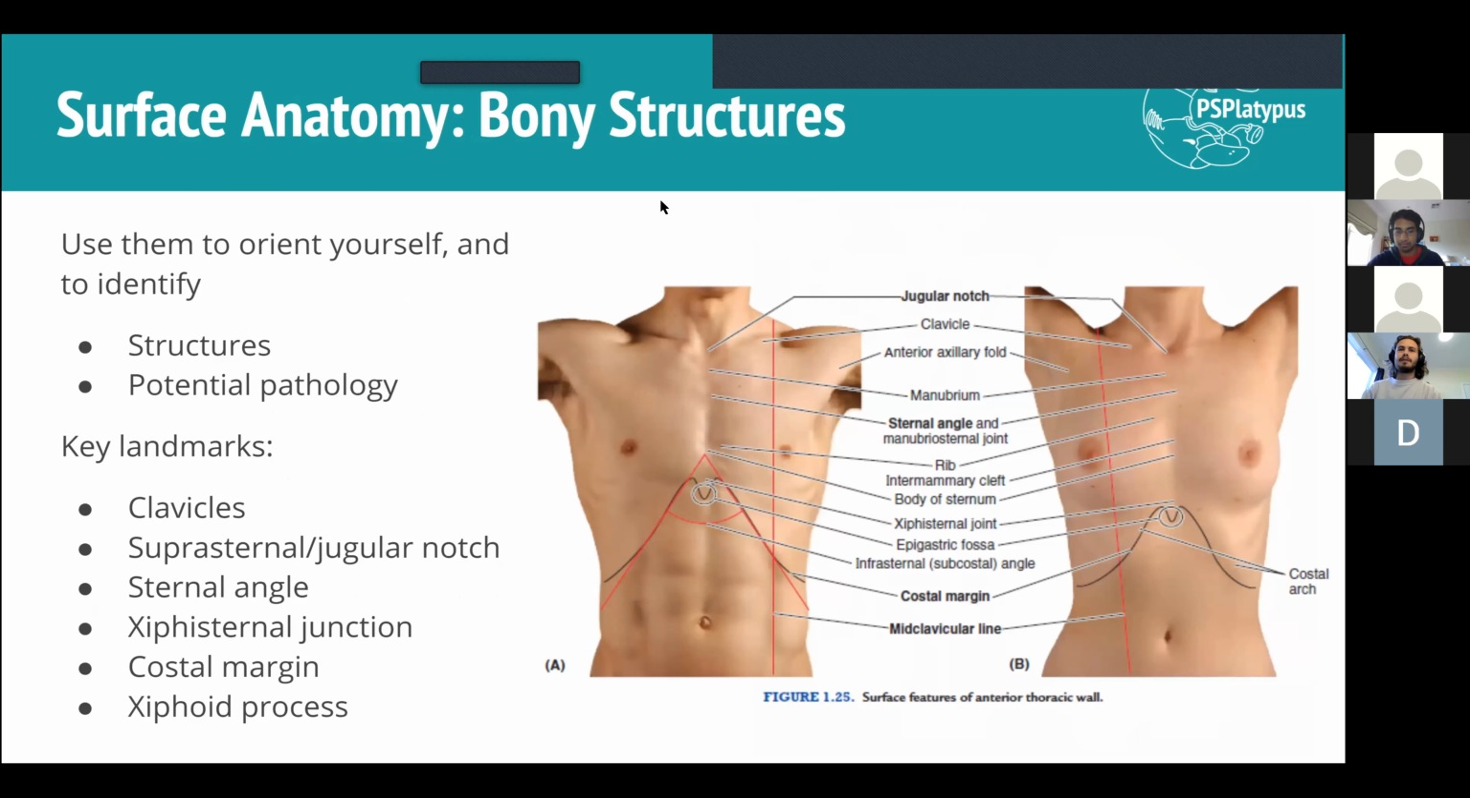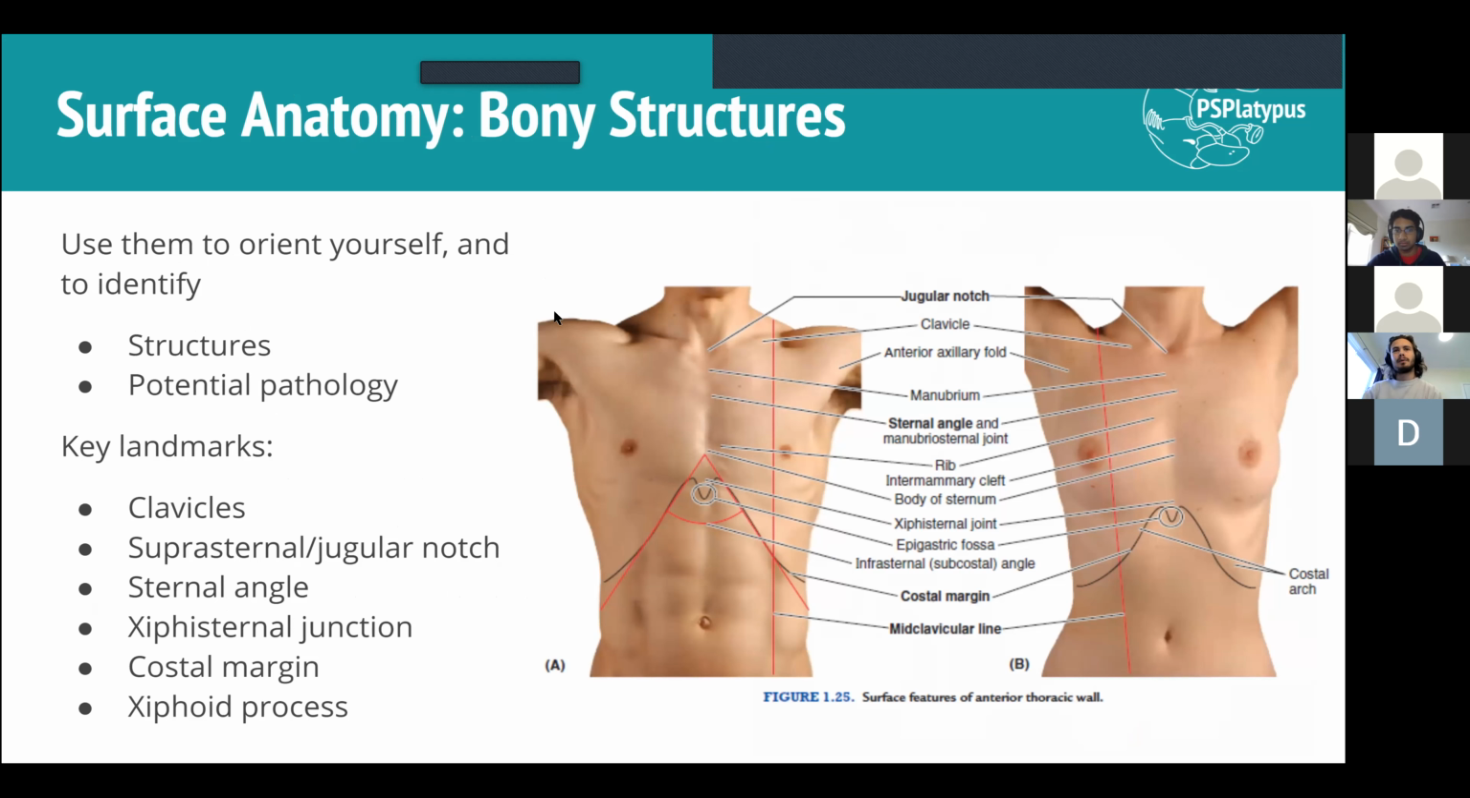All right, surface anatomy. So why is surface anatomy important? It's important because we can use it to orient ourselves and figure out where we are in the body. If someone's experiencing pain in a specific region, then that might give us a clue as to what structures are affected and potentially what the actual cause of the disease or the issue is, the presenting complaint.